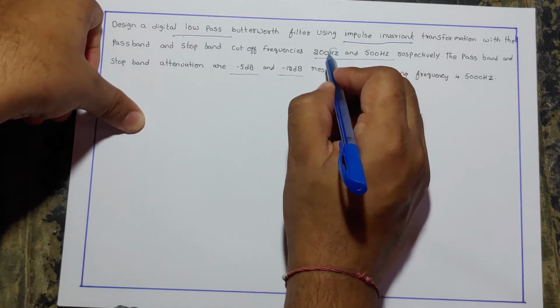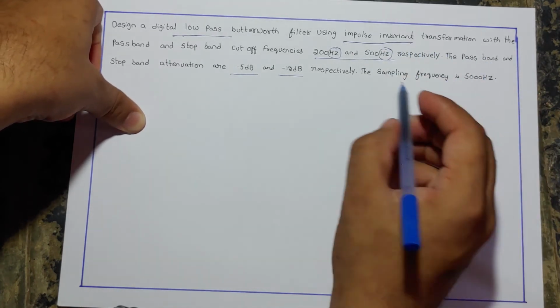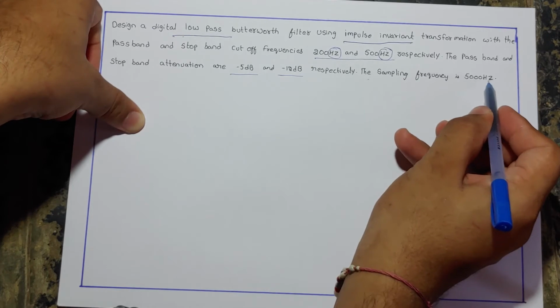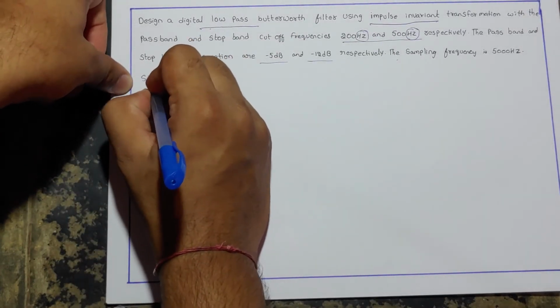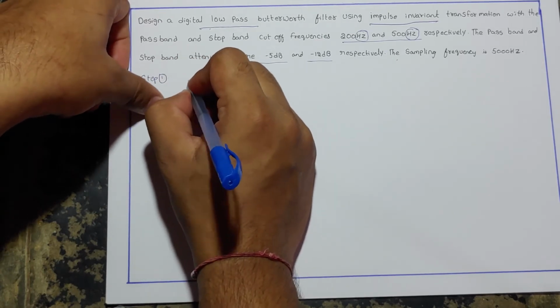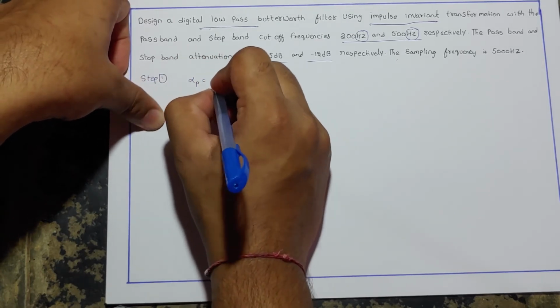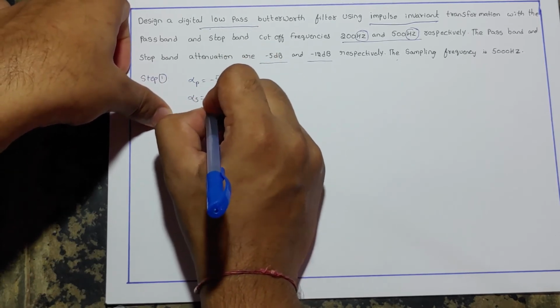Here it is given in Hz, and we need them in radians. Make sure of that. The sampling frequency is given. So in step 1, we have to note down the values. That is, the pass band attenuation is minus 5 dB, and the stop band attenuation is minus 12 dB.